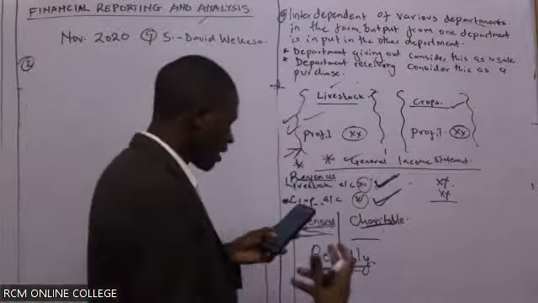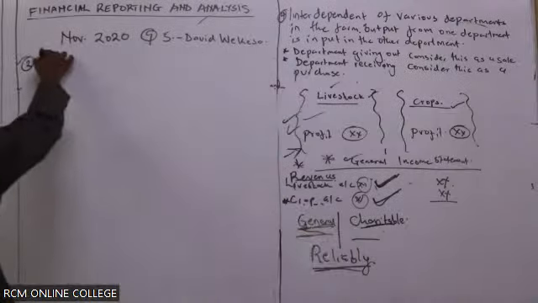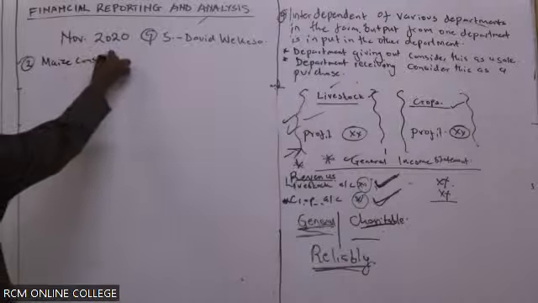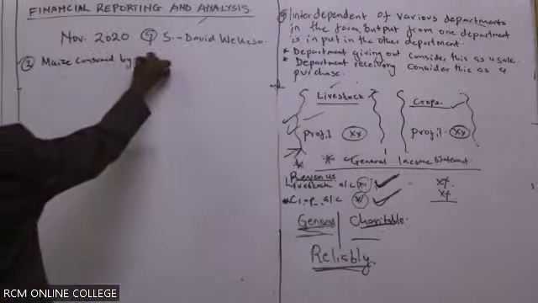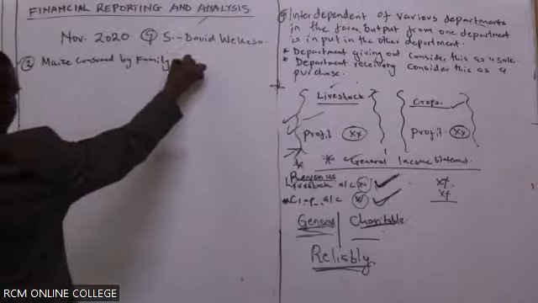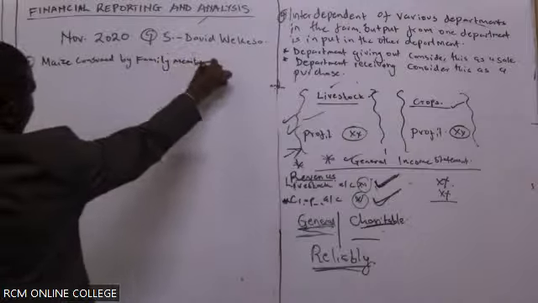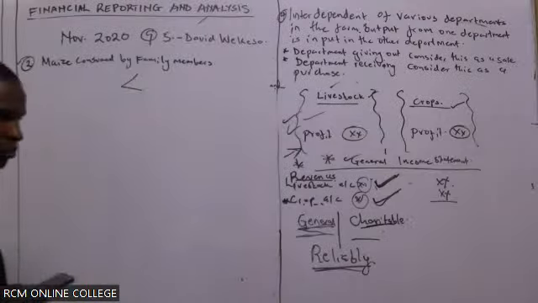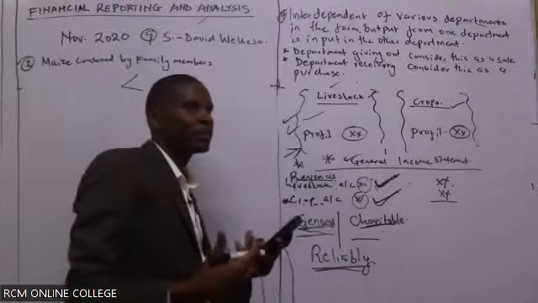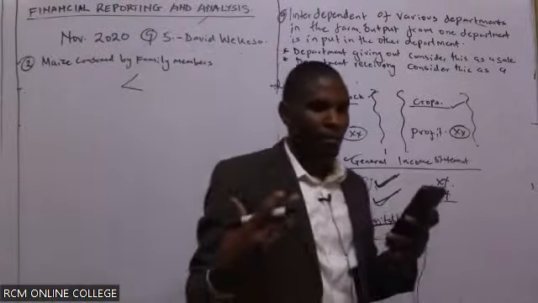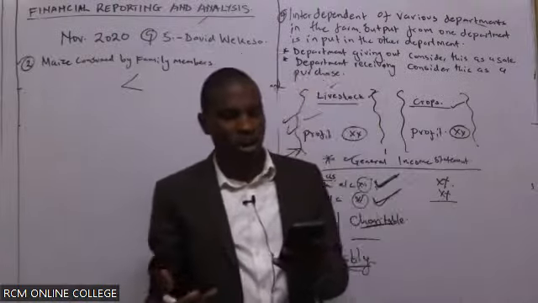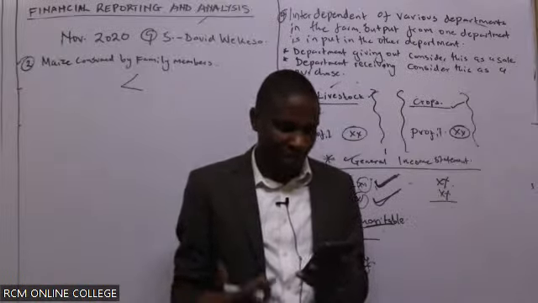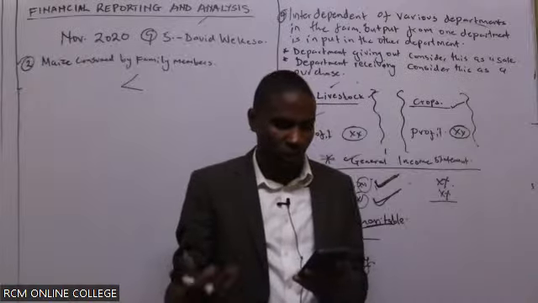Maize consumed by family members. How are they used? Maize consumed by family members is 1080. Is it 1080? Yes. This 1080 is of course in 1,000.